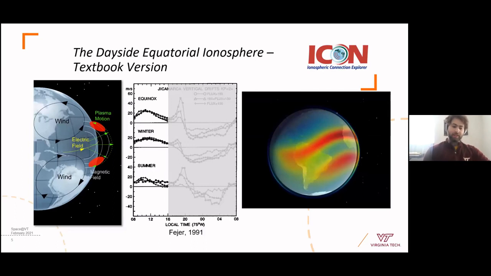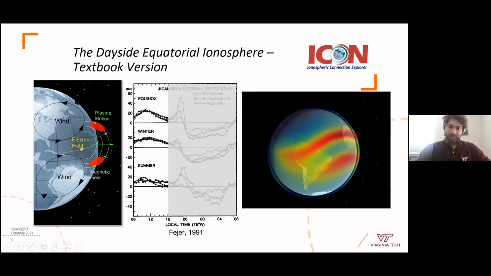Okay, so as a bit of a primer to what ICON wants to look at, we're going to examine one of the principal features of the low latitude ionosphere, and that would be the ionospheric equatorial anomaly. I think I'm switching some words around there, but I will refer to it as the equatorial anomaly, which you can see over here off to the right.